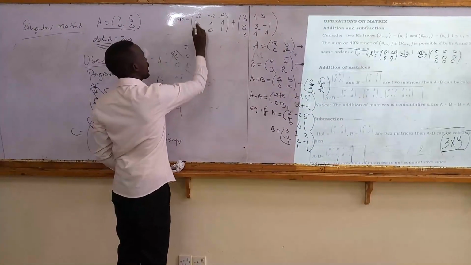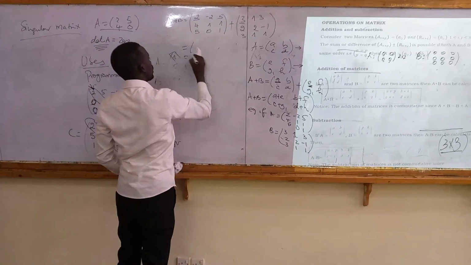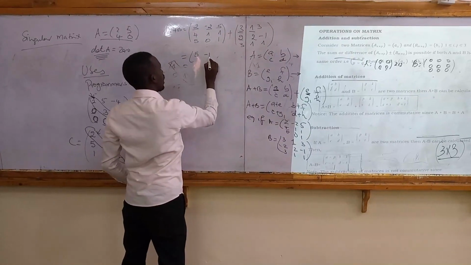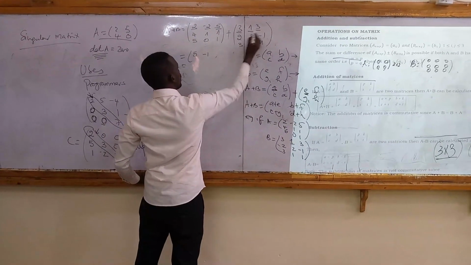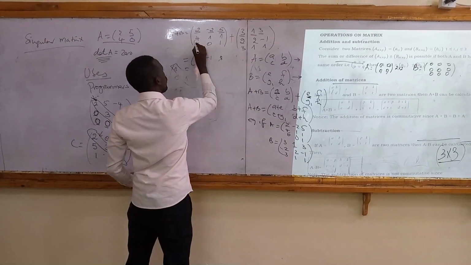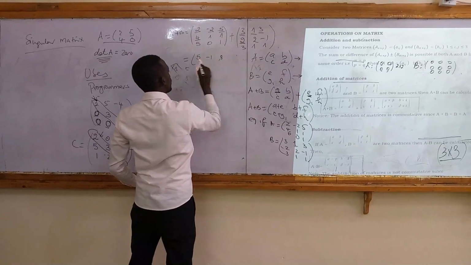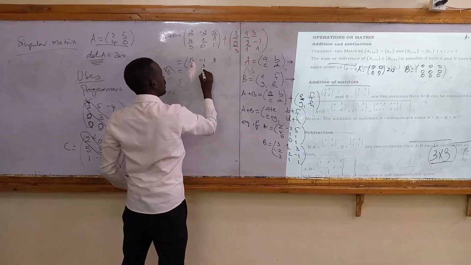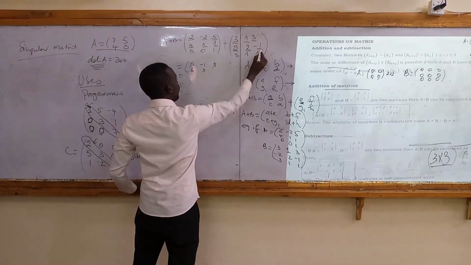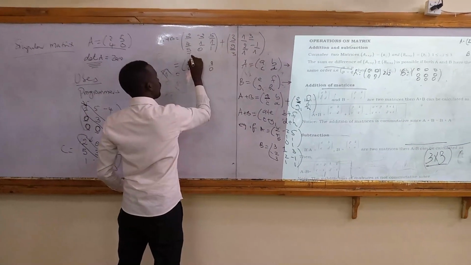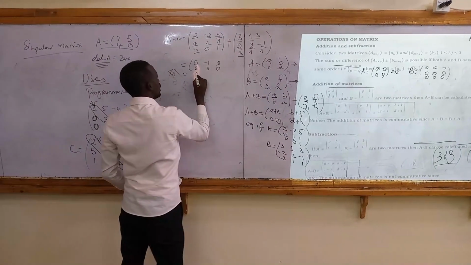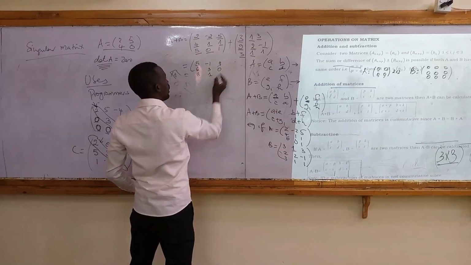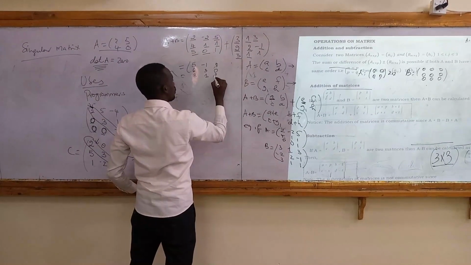That is to say, here we are taking 2 plus 3, which is 5. Negative 2 plus 1, which is negative 1. 5 plus 3, which is 8. 4 plus 2, which is 6. 1 plus 2, which is 3. 1 plus negative 1, which is 0. 5 plus 3, this one is 8. 0 plus 1, this is 1. 1 plus 1, it's 2.